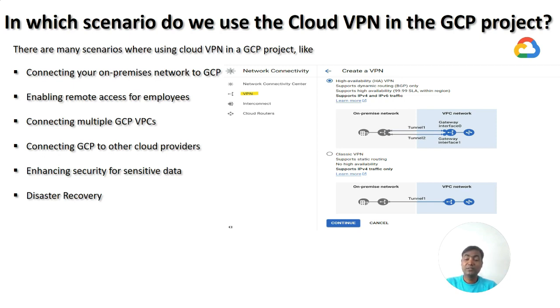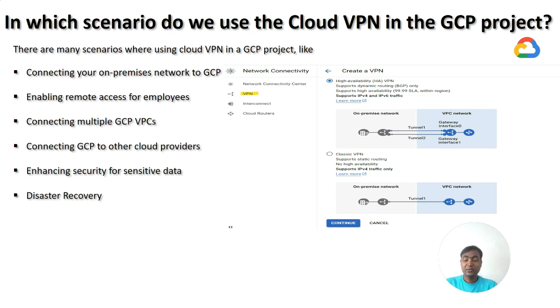Connecting multiple GCP VPCs. If you have resources deployed across different VPCs within your GCP project, Cloud VPN can create a secure tunnel between them. This facilitates data transfer and resource sharing between VPCs and streamlines communication and collaboration.